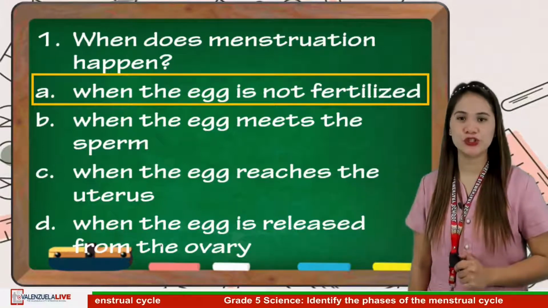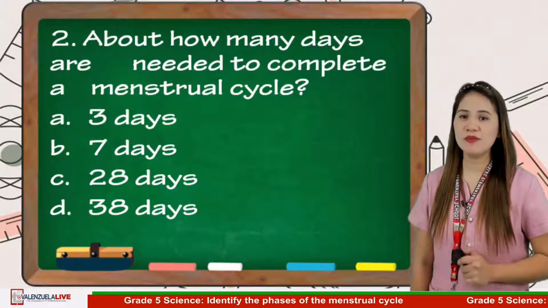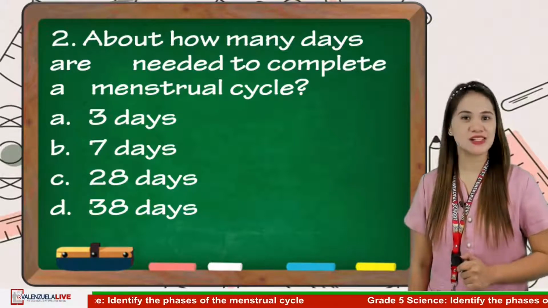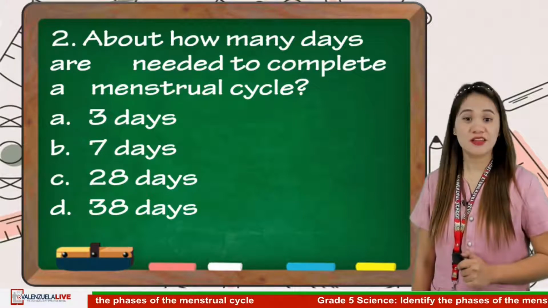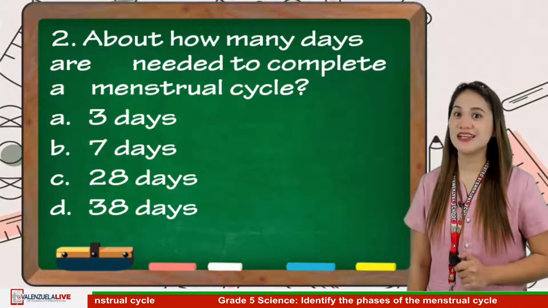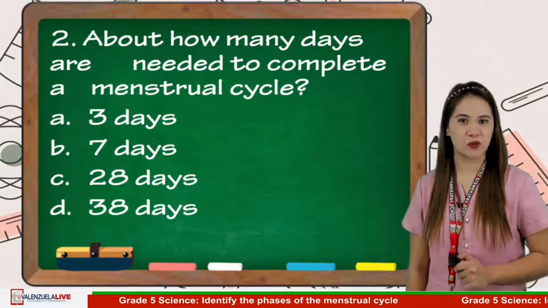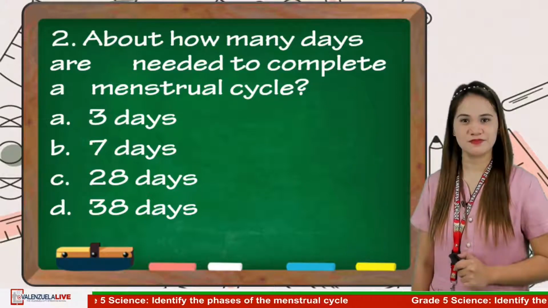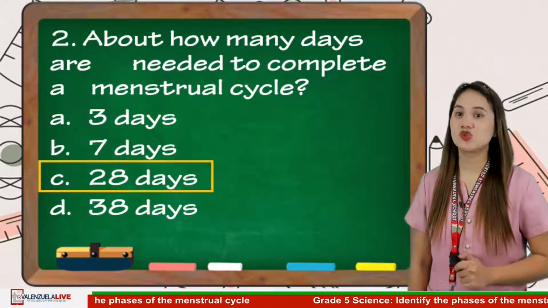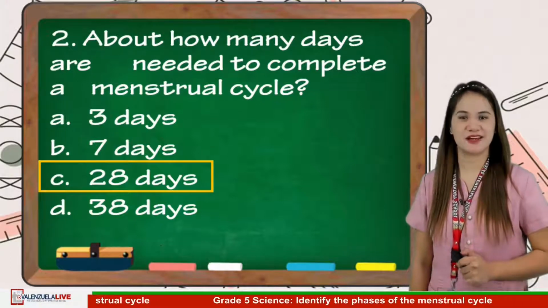How about number 2? About how many days are needed to complete a menstrual cycle? Letter A, 3 days. Letter B, 7 days. Letter C, 28 days. Or letter D, 38 days. What is the correct answer? The correct answer is 28 days. How about number 3?